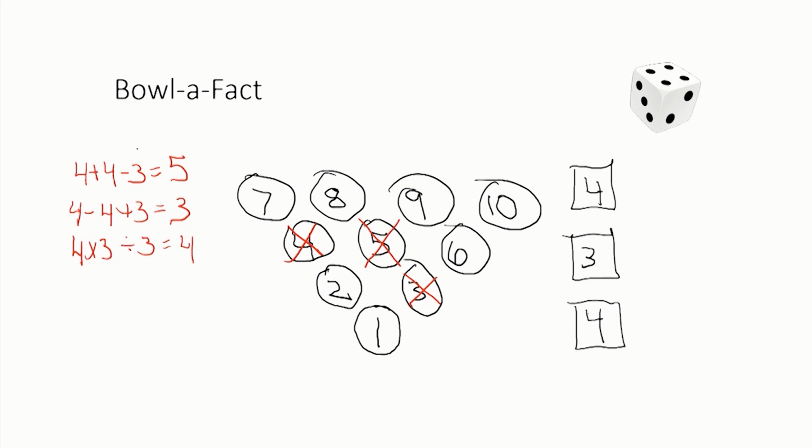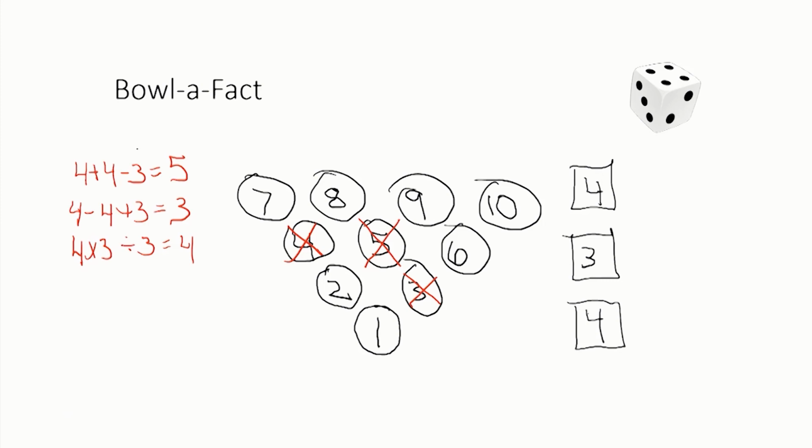Then I had 4 times 3 divided by 3 equals 4, because I know 4 times 3 is 12, and then 12 divided by 3 is 4, because there are 3 4s in 12. So then I crossed off the number 4 bowling pin. I could not come up with any other number sentences that equaled the other numbers on the pins. I wonder if you can.